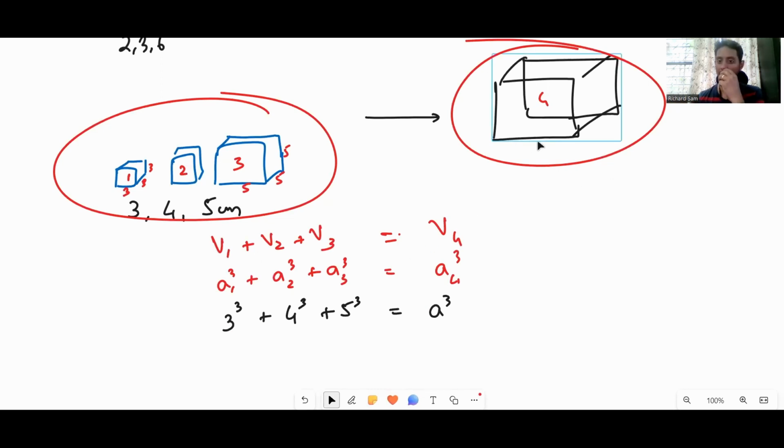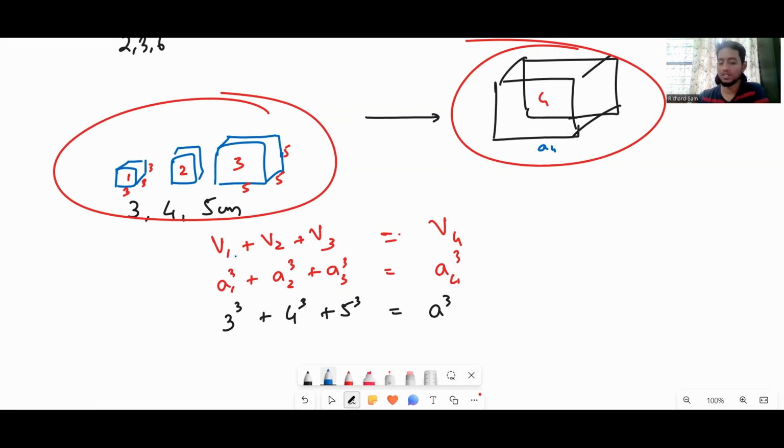The question is to find the side of this cube. No, check the question. Find the edge of. Edge means the side. The side we're calling A, A4 in fact. This is A1, A2, A3. These are the sides. So this one side is called A4. Our aim is to find this A4. Making equations like this and solving is the fastest method to solve this.